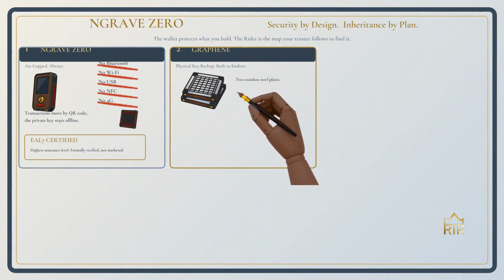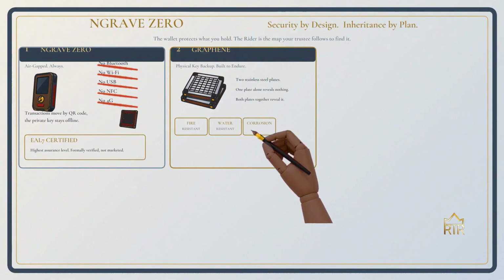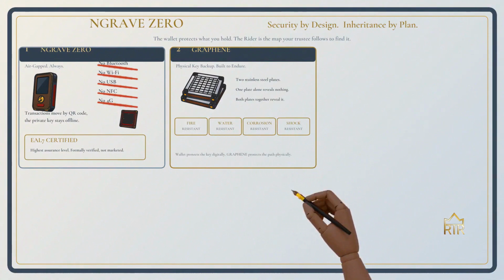Two stainless steel plates. One plate alone does not reveal the recovery key. Both plates together reveal it. The system is built to resist fire, water, corrosion, and physical shock. The wallet protects the key digitally. Graphene protects the recovery path physically.